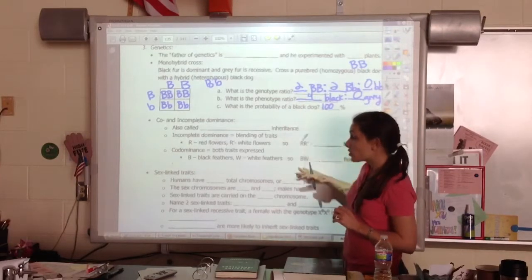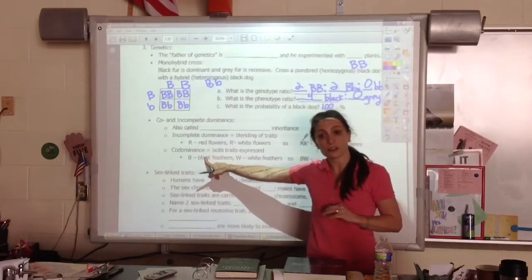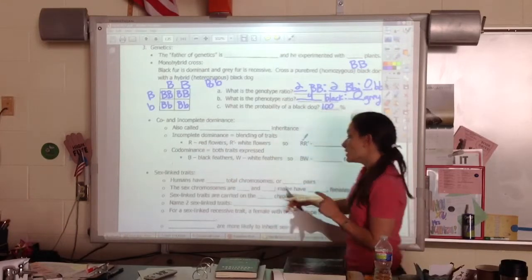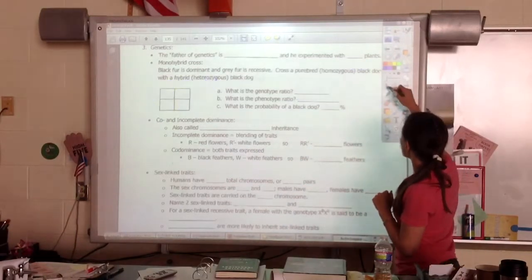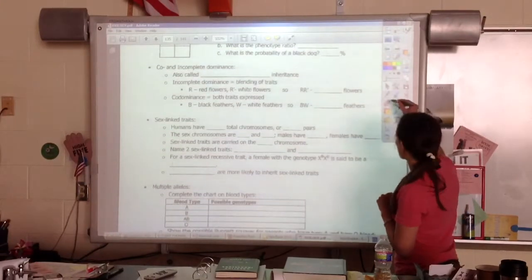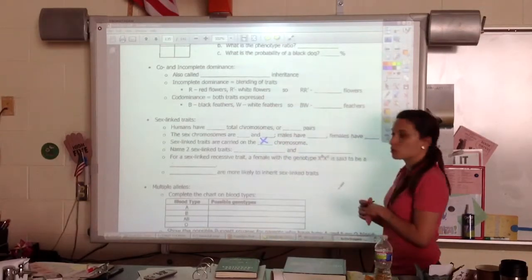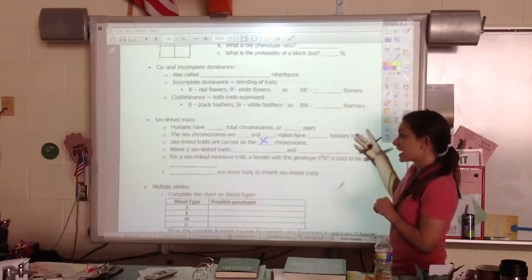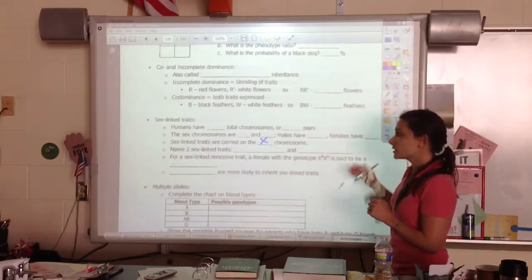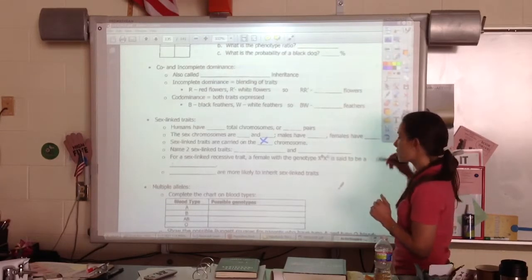When you work on co-dominance and incomplete dominance, remember co-dominance is going to use two capital letters, and incomplete uses a capital and one with the R. When you do sex-linked, you do want to remember that sex-linked traits are on the X chromosome. Sex-linked traits are carried on the X chromosome. It doesn't ask you to do a problem here, but I really encourage you to go back. This was in section 3.3, so you want to go back and really look at section 3.3.